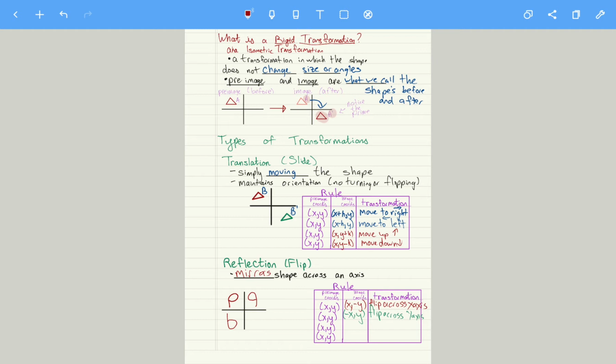Now, let's say we want to flip it over the line y equals x. So that would be a line that goes like this. Then the coordinates are just going to switch places. So the x and y flip.